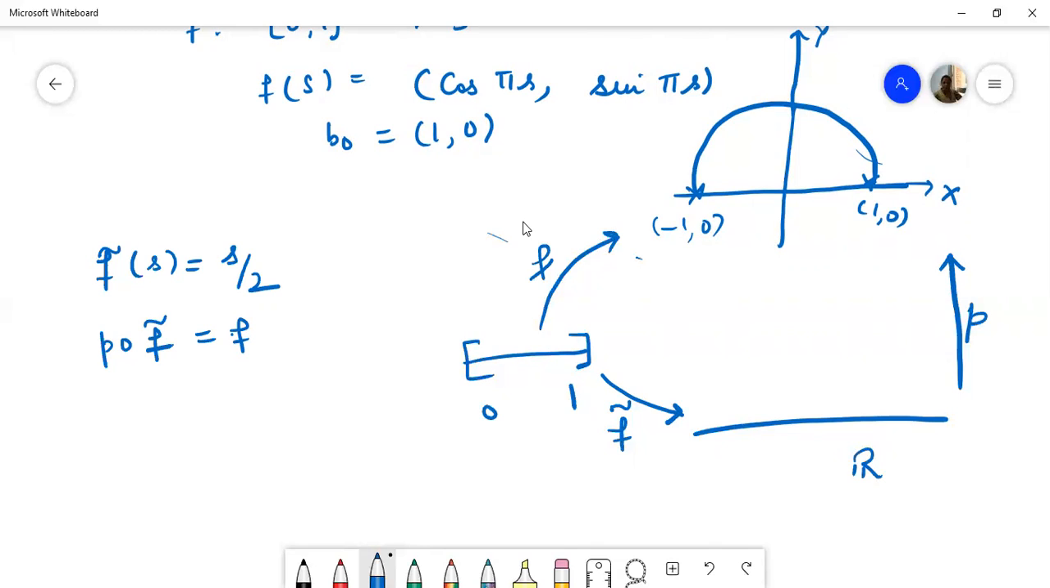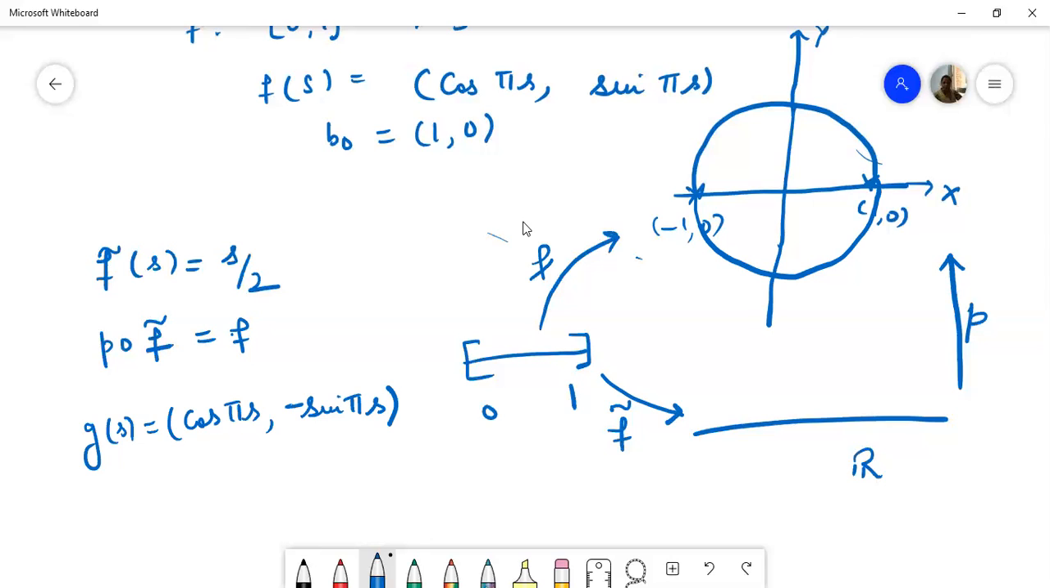Now similarly, let us define G to be the path cos pi s, minus sin pi s. Now instead of path F, we have taken another path G, which is cos pi s, minus sin pi s. Now this G is basically the lower half semicircle of S1.